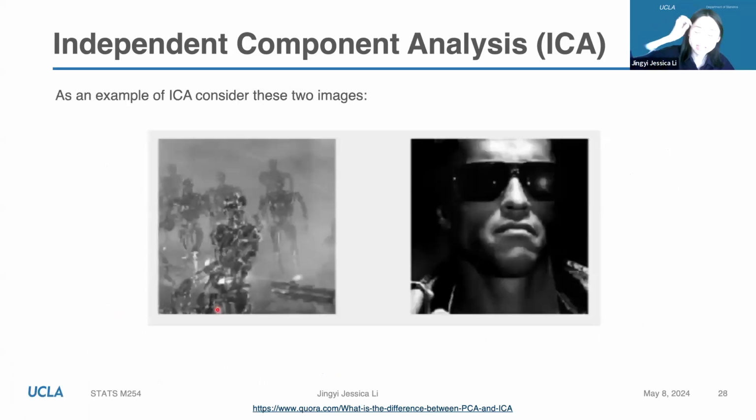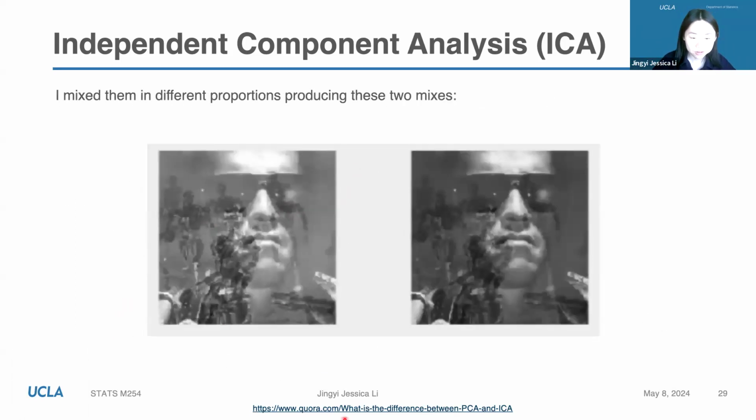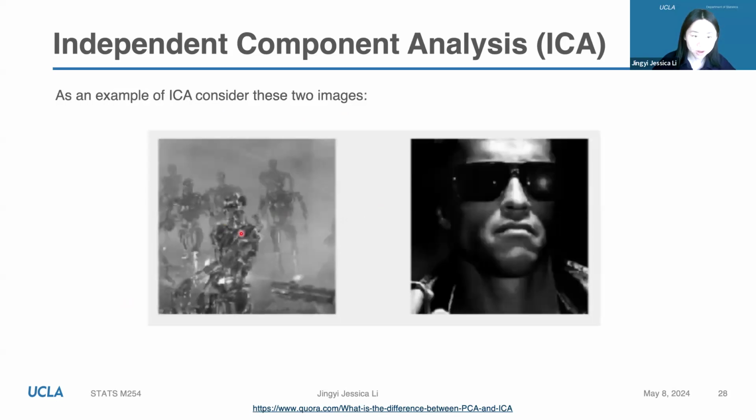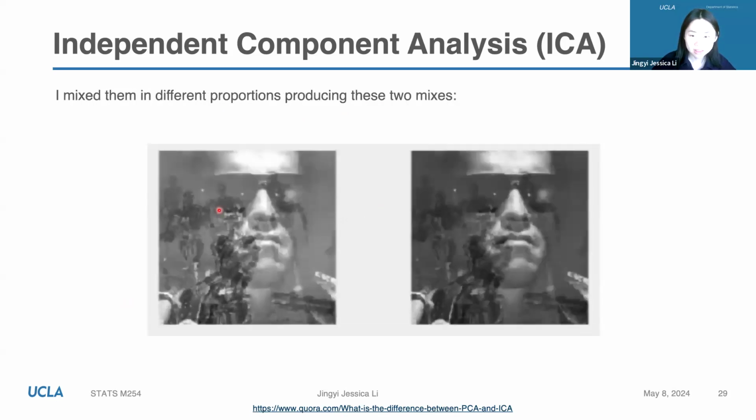So this is a very good example I found online about what ICA can do. Consider you have two images, and they are considered to be independent sources because each image is taken regardless of the other. When we take this image, it has nothing to do with the other image, so they were taken independently. But this author mixed them with different proportions to produce those two mixed images. You see that the first image has more from the left image, while this one has more from the right image.